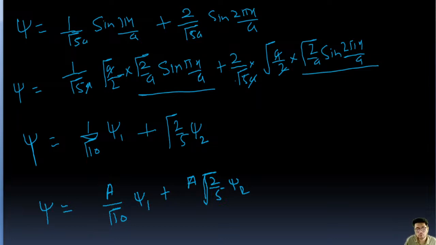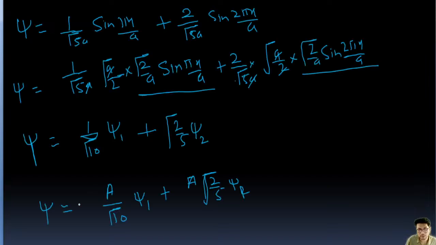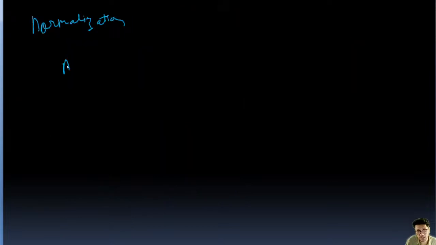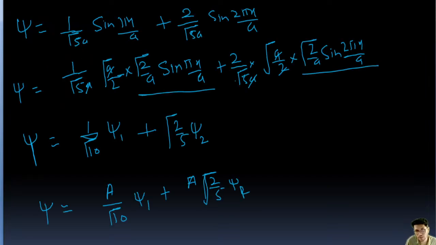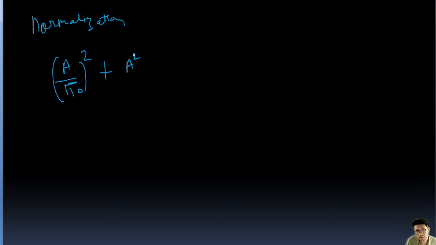So now we know how to normalize it. The wave function must be normalized, so for the normalization condition we'll do it like this. We'll square these coefficients, the coefficients of psi 1 and psi 2, and make the sum equal to 1. So a upon root 10 whole square plus a square into root 2 upon 5 whole square is going to be equal to 1.